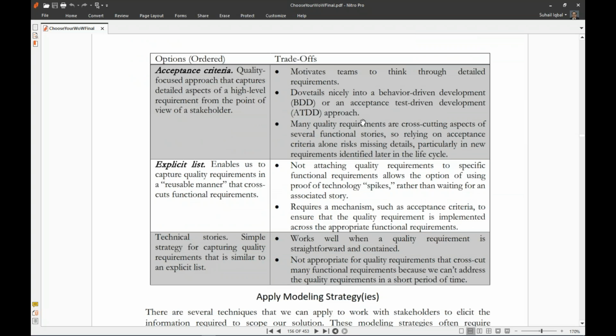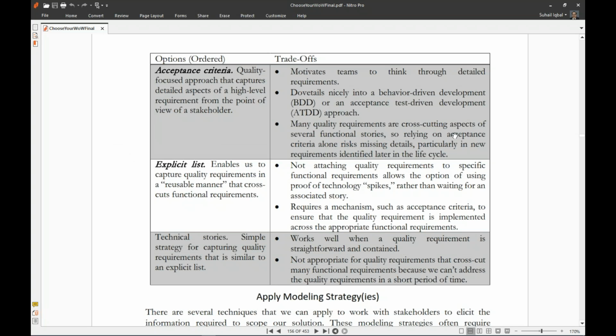Okay. So the options we have, number one is the acceptance criteria, a quality-focused approach that captures detailed aspects of a high level requirement from the point of view of the stakeholder. The trade-offs are it motivates them to think through detailed requirements, and dovetails nicely into behavior driven development, BDD, and acceptance test driven development, ATDD.